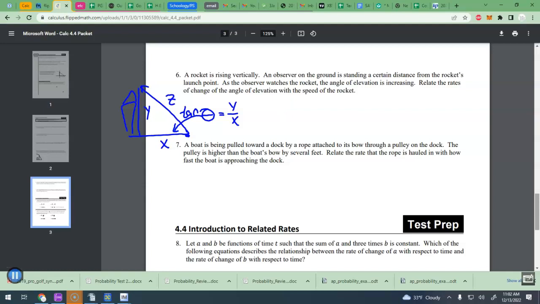So for 6, I got a rocket shooting up in the air. The angle is increasing as the rocket's height increases, so y is getting bigger and bigger. This angle is getting bigger and bigger as the rocket goes up. X actually won't change, right? The horizontal distance from you to the rocket will stay the same. So you could use quotient rule to take the derivative of this. Or, if you realize that x is a constant, you can write it like that.